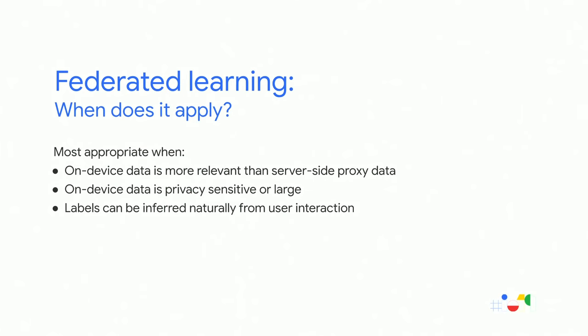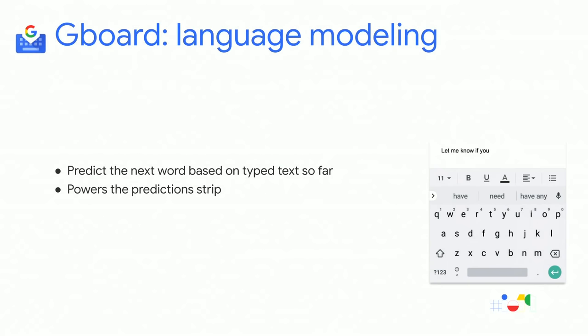So when does federated learning apply? When is it most applicable? It's when the on-device data is more relevant than the server-side proxy data, or it's privacy-sensitive or large in ways that would make it not make sense to upload. And importantly, it works best when the labels for your machine-learned algorithm can be inferred naturally from user interaction. So what does a naturally inferred label look like? Let's take a look at some examples from Gboard.